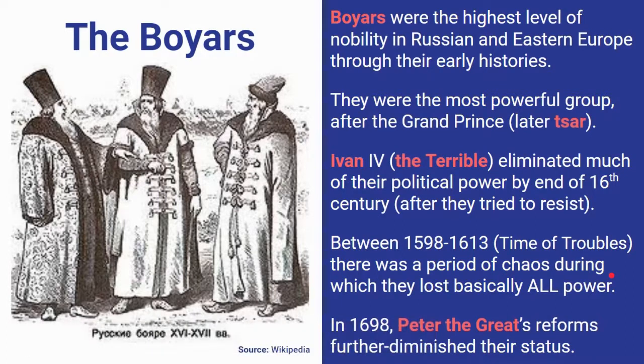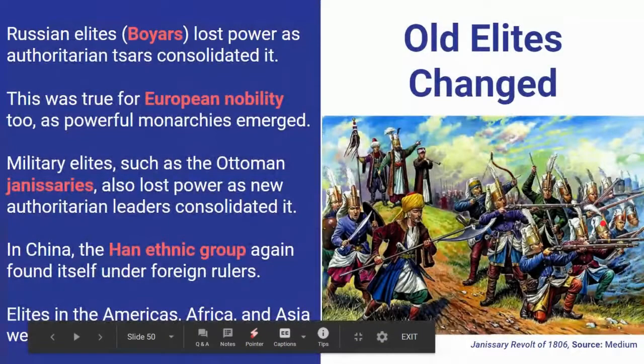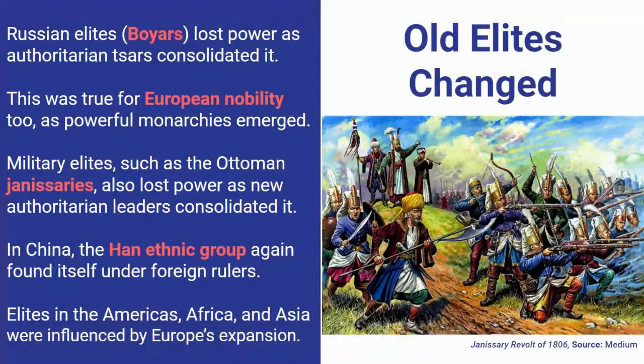And then under Peter the Great, there's even more reforms. Remember, at this point, they don't have any real power, they just have symbolic power. And then under Peter the Great, he gets rid of that too. And so by the time of his rule, they're basically powerless entirely. They still exist as a social class for, I think, another 100 years after that, but they're more or less powerless. So, as it says there, the old elites changed. The boyars lost powers, the Tsars consolidated it.